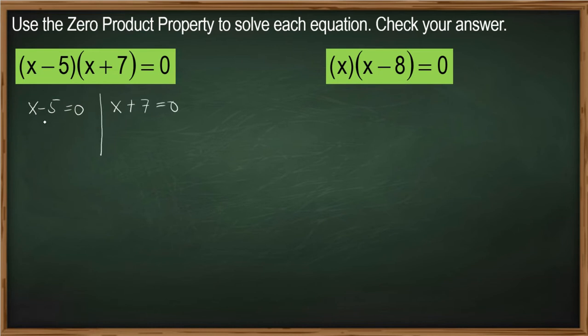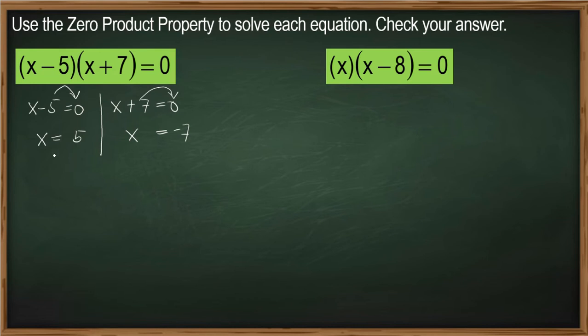Then we transpose each constant here. So we have x is equal to negative 5 transposed to the right side becomes positive 5. Positive 7 transposed to the right side becomes negative 7. So we have positive 5 and negative 7 as the solutions.